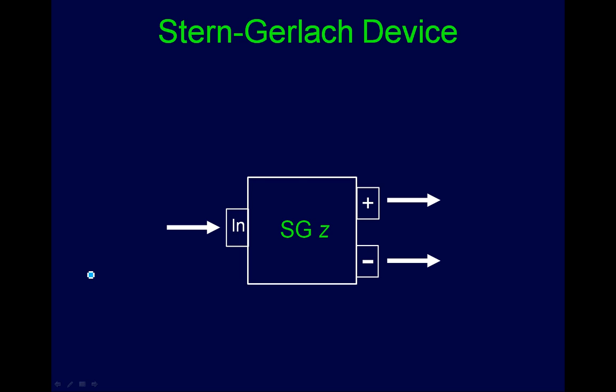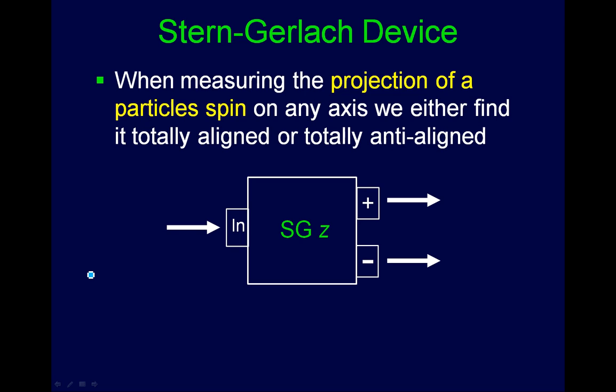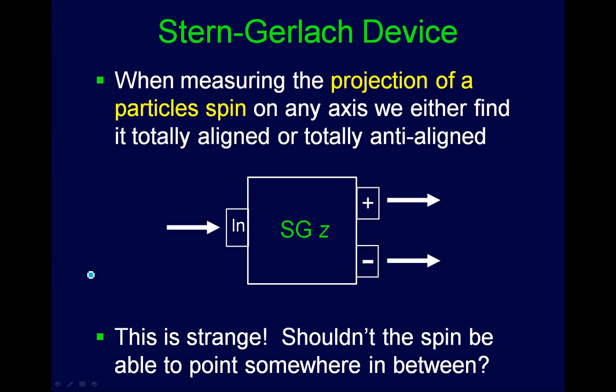So we've talked a little bit about these devices. Now let's look at the experiment. So here's our Stern-Gerlach device. And when measuring the projection of a particle's spin on any axis, we either find that it's totally aligned or totally anti-aligned, which is really weird, right? Because shouldn't the spin be able to point somewhere in between?